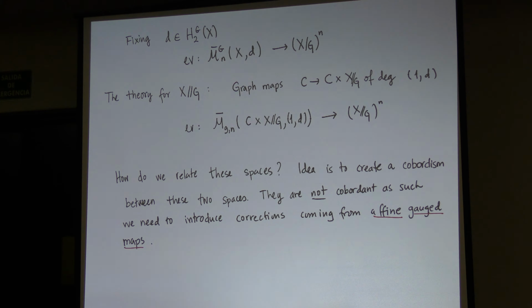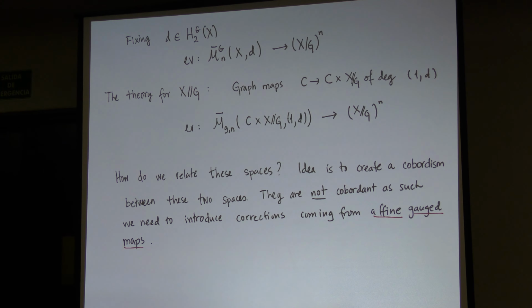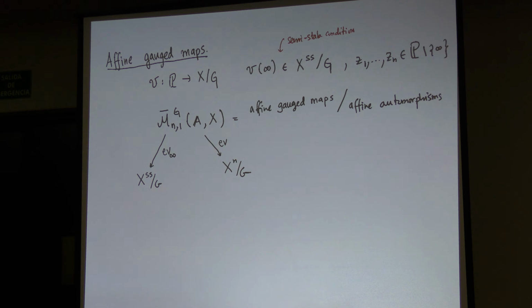So we want to relate these two types of spaces. And the question that arose is, once you push the semi-stability condition to infinity in order to relate these two spaces, they are not related on the nose, but rather they have certain corrections. And these corrections are what some people already know. They account for some mirror symmetry phenomenon. We call them affine gauge maps, because what they are is essentially maps that go from the projective line into the quotient stack, but with a point at infinity mapping into the semi-stable locus. Okay, so this is the way you connect the GIT quotient with the gauge maps.